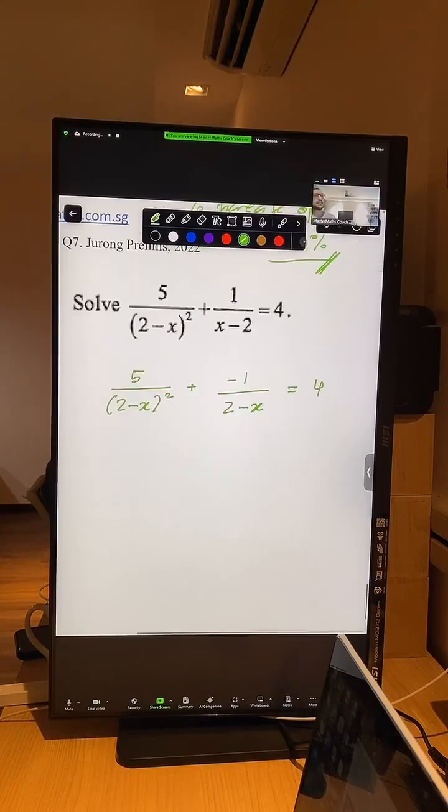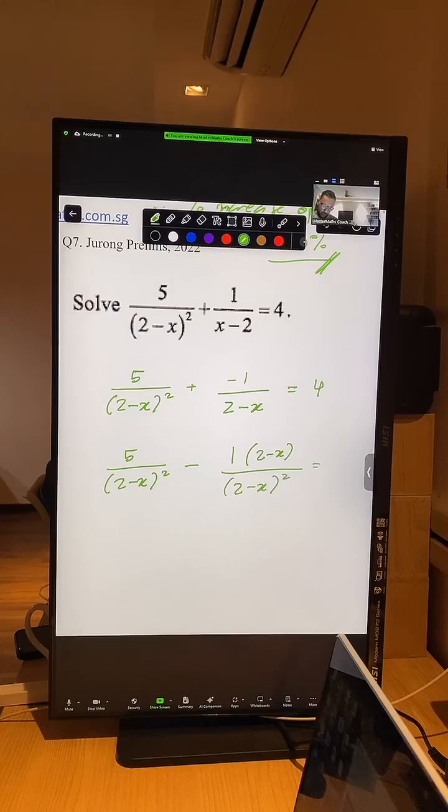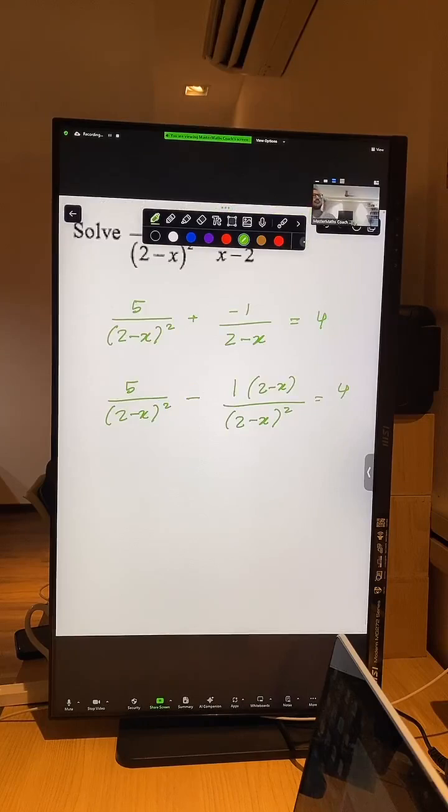So x minus 2, I can make it 2 minus x. How do I do that? I multiply it with negative 1. But when I multiply the denominator with negative 1, I need to also multiply the numerator with negative 1. I can take out the minus and put it here. So this becomes minus 1 over 2 minus x, over (2 minus x) squared, equals 4. So I have made the denominators the same.